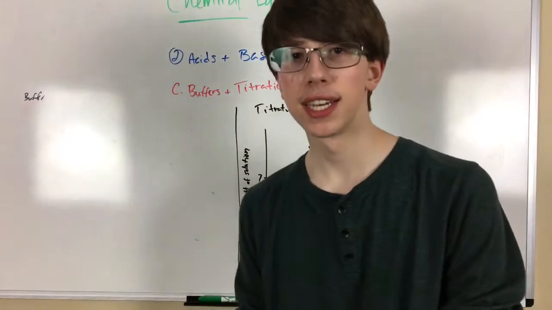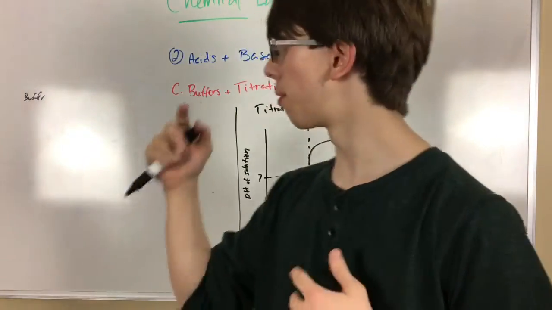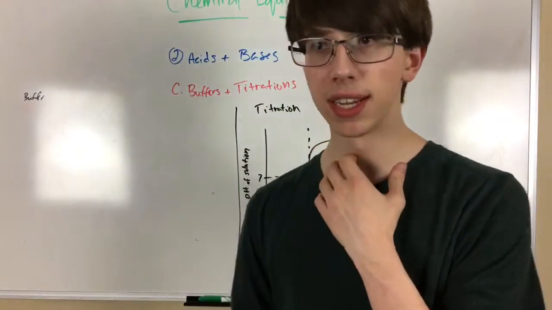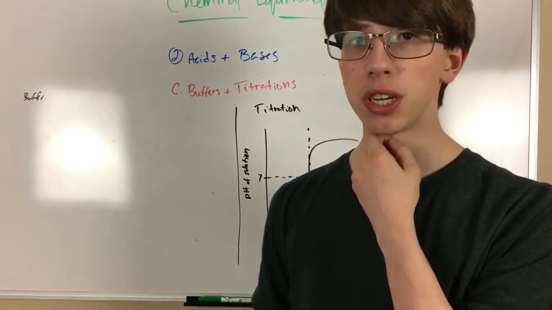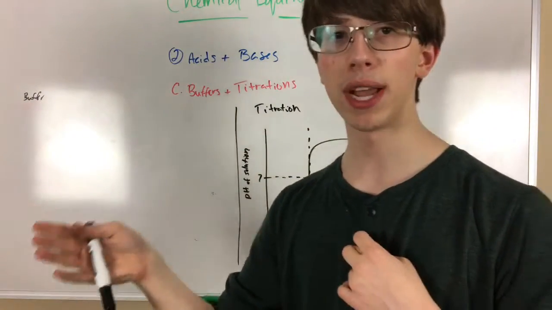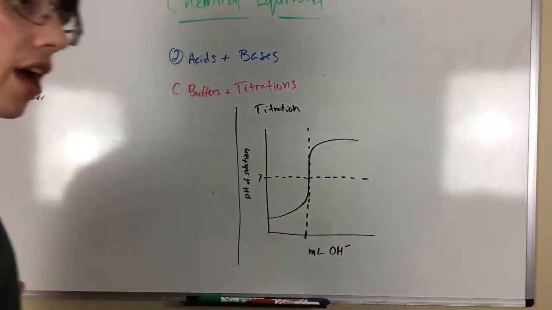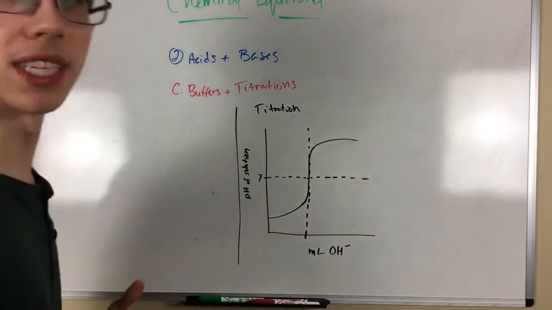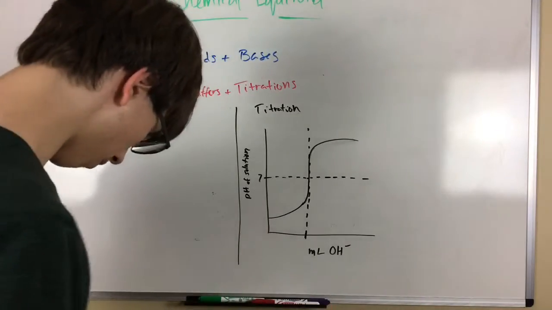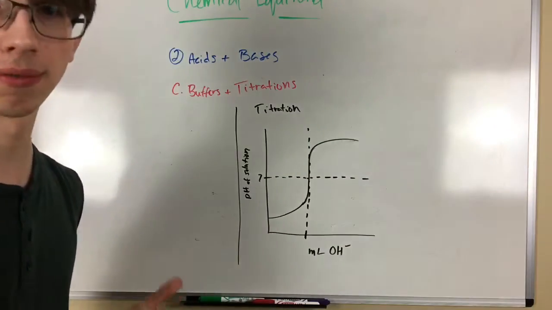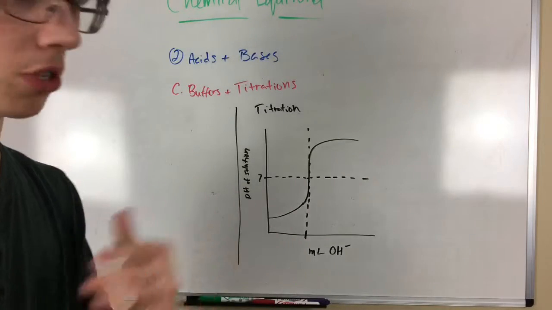A buffer is a solution that has both an acid and a base within it that maintains its pH when a strong acid or base is added to the solution. An example would be your blood. It maintains its pH because if its pH were too different, you would die. So it has to maintain its pH, which is around 7.4.